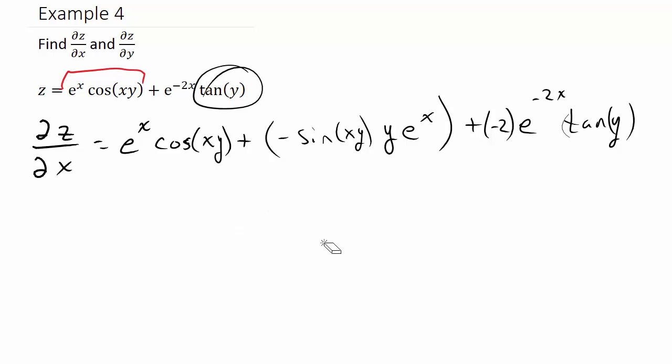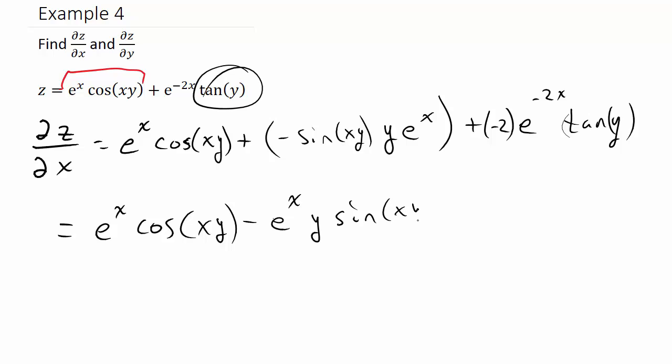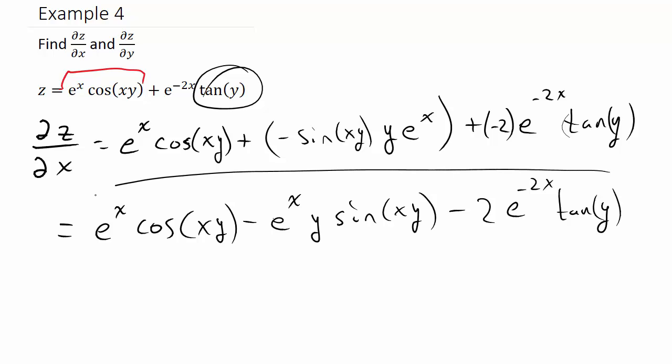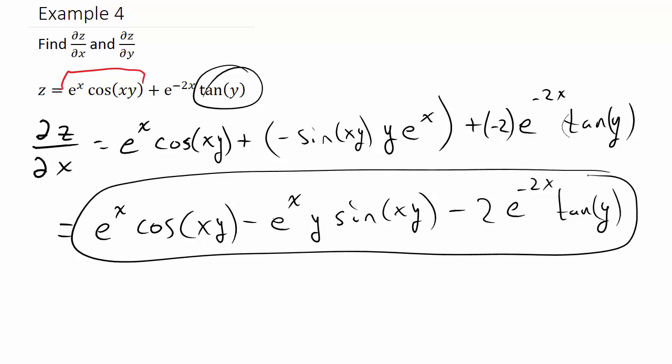Alright, so now let's clean it up some. So this is going to be e to the x cosine xy minus, I'm going to put all this in front here, so I guess we can put e to the x y sine xy minus 2e to the negative 2x tangent y. And this would be your derivative.